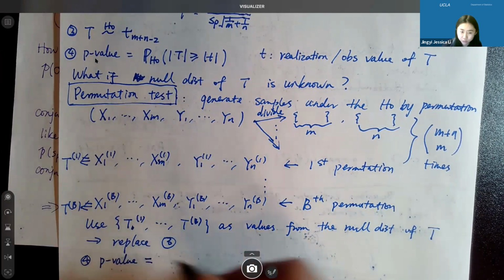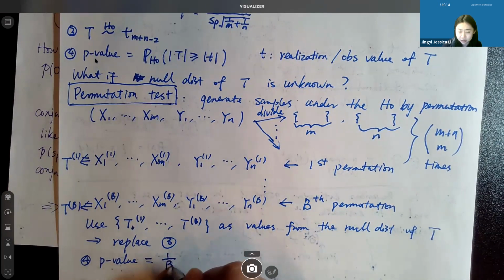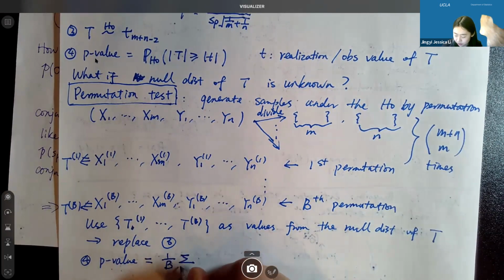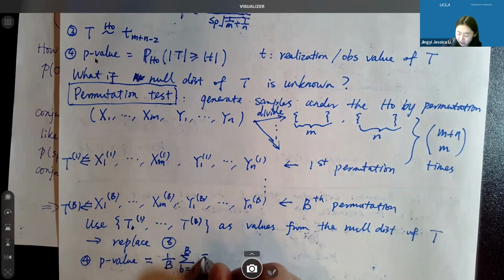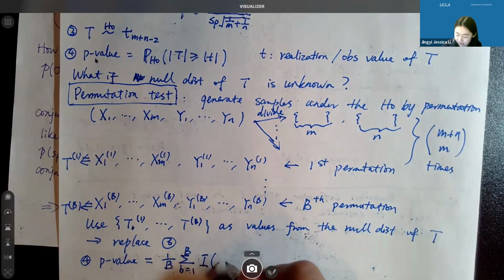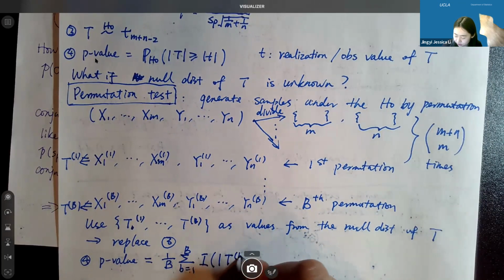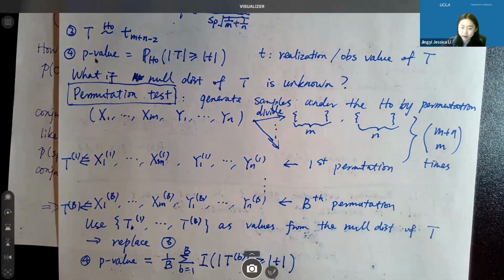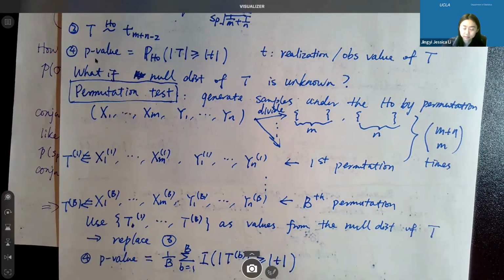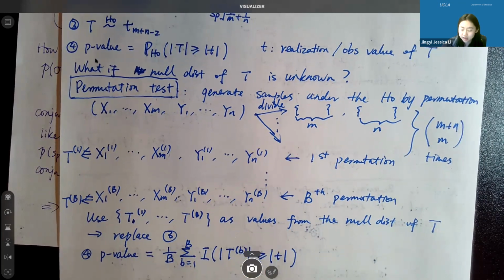So in this case, the p-value would be defined as 1 over capital B, the number of permutations, summation over small b from 1 to capital B, where I check using the indicator function whether the absolute value of the b-th permuted statistic is greater than or equal to the absolute value of my observed statistic. That's it. You can see that in this whole idea of the permutation test, capital B performs a very crucial role because this number B will determine the resolution of my p-values.